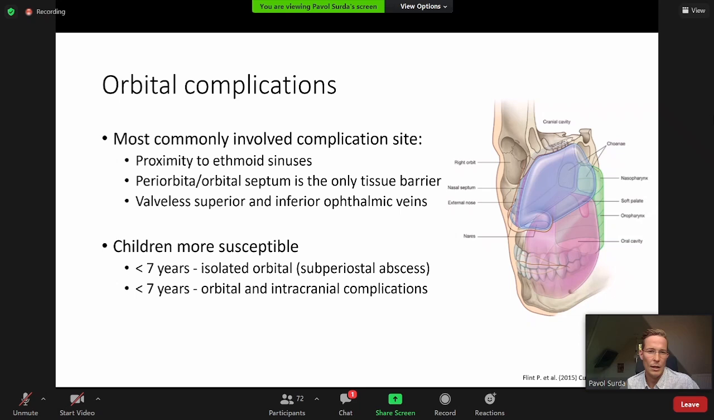The most susceptible group are kids who are younger than 7 years of age, and usually we see isolated orbital complications. Actually, that second point should be more than 7 years, where we see orbital and intracranial complications. So in patients older than 7 years old, we would see abscesses that are also affecting other sites like intracranial. We use this general criteria to describe the type of complication.